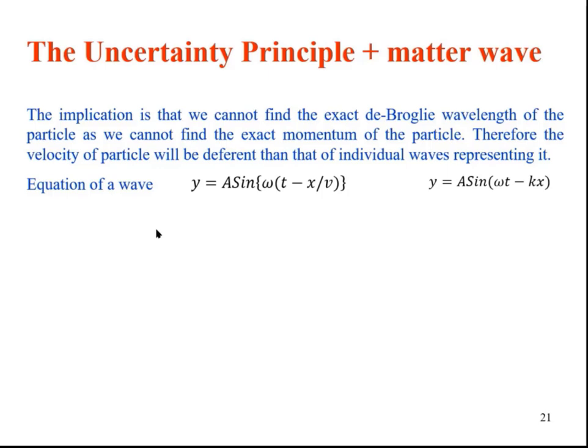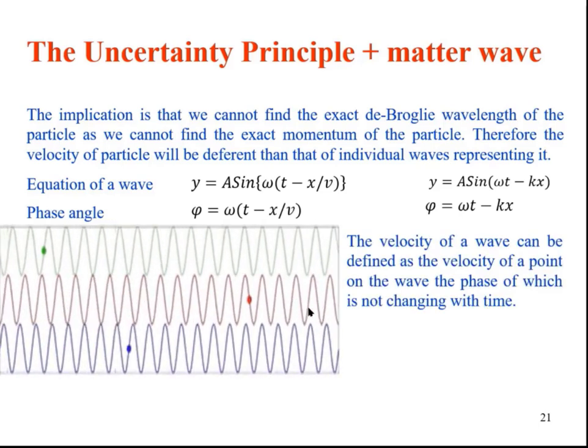So if we have the equation of a matter wave like y equals a sin(ωt − x/v), where ω is the angular velocity of the vibrating particles and v is the wave velocity, or k is the wave propagation vector, then this angle is known as the phase angle.